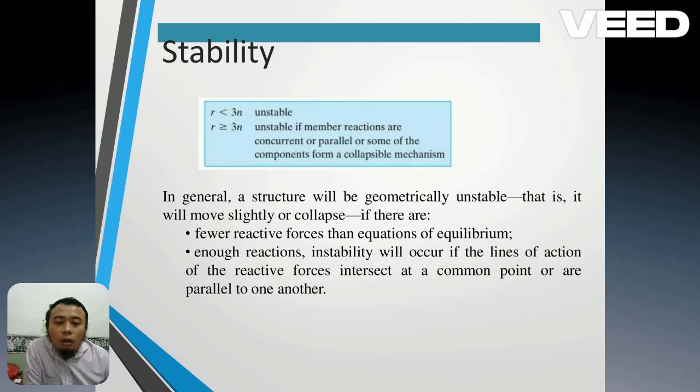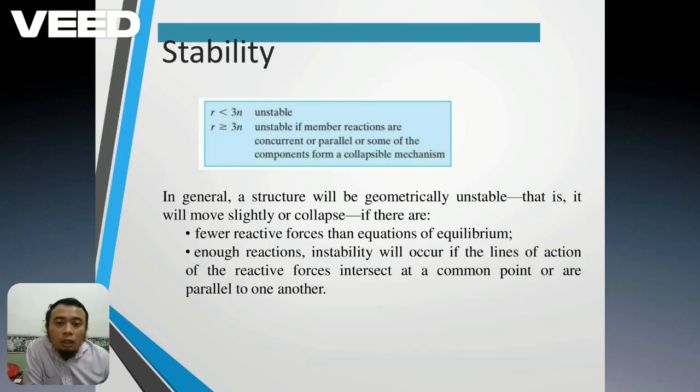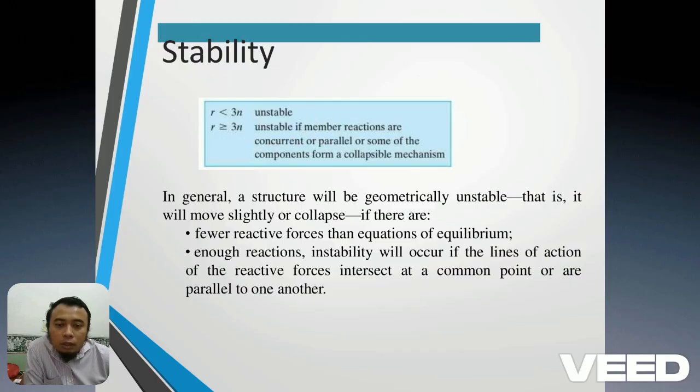If R is more than 3n, it will be unstable if the member reactions are concurrent or parallel, or some of the components form a collapsible mechanism. The structure becomes unstable if the reactions are concurrent or parallel, or if there is a collapsible mechanism joint between the members which causes the collapse.